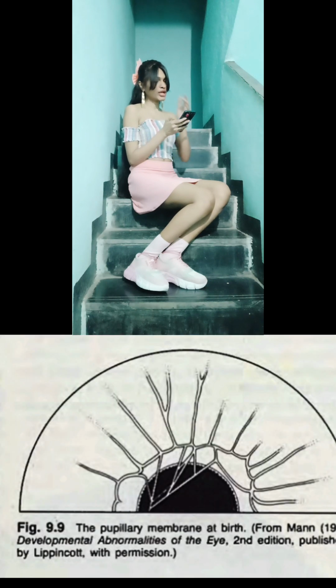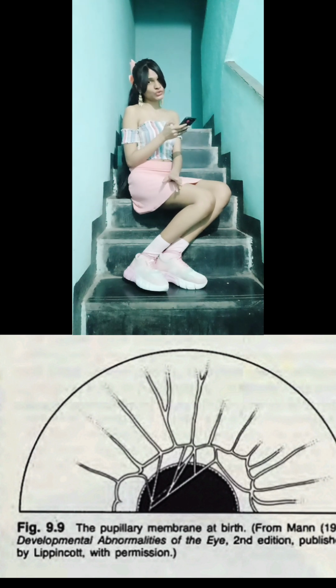Now figure 9.9, the pupillary membrane, from developmental abnormalities of the second edition. Okay, so pupillary membrane, actually it is not seen in full-term babies, and when it is present in premature babies, it confirms the gestational age. And even when it is present after the birth in full-term babies, it usually spontaneously disappears.